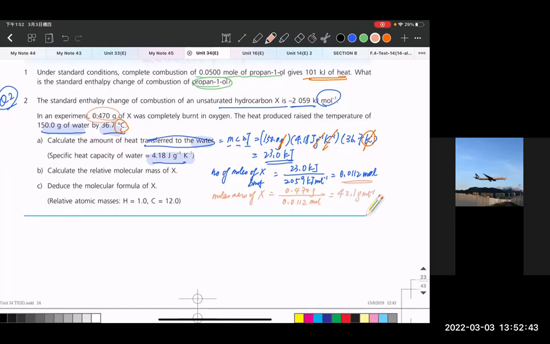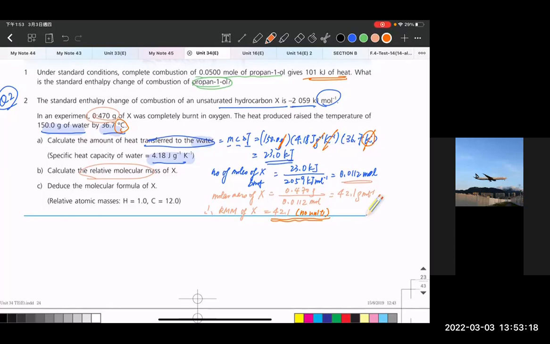But remember, because you are talking about RMM, finally you are going to leave the answer as RMM of X being equal to 42.1. Remember, no units. Otherwise, the final answer mark will be deducted. Do not write down gram per mole to express the RMM of X. RMM carries no units.